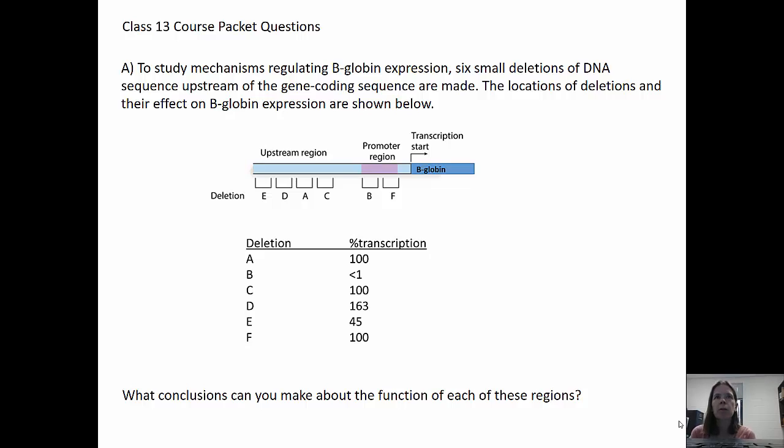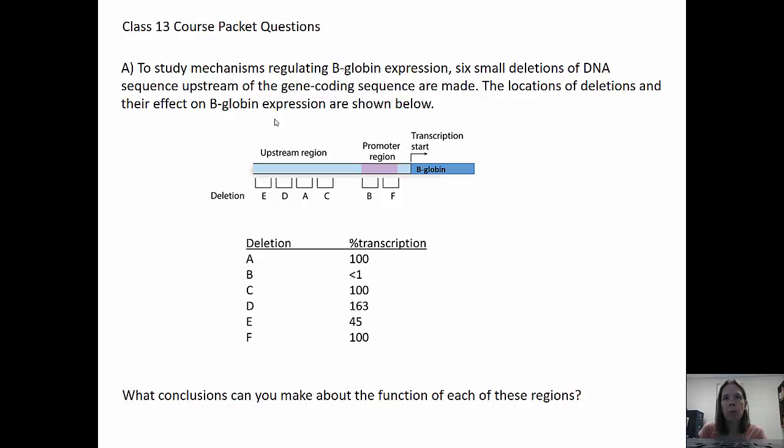Okay, so in this video I'm going to go over the answer to the course packet question from class 13. And the first part of the course pack question was asking about what happens if there are mutations in certain parts of the gene that are upstream of the transcription start. So the transcription start is here, and we're looking at regions either in the core promoter region, this is where the TATA box and things like that would be, or in this upstream region, which might be things like enhancers and silencers or cis elements in the DNA.